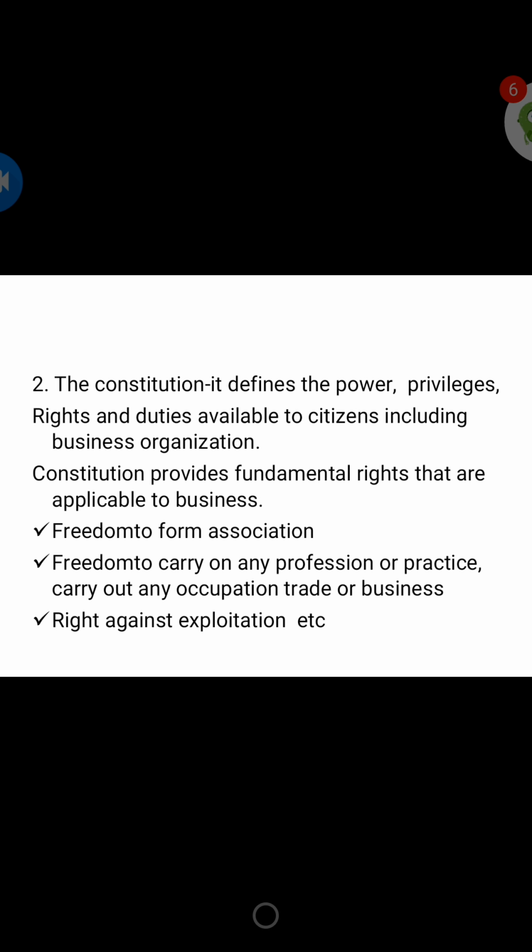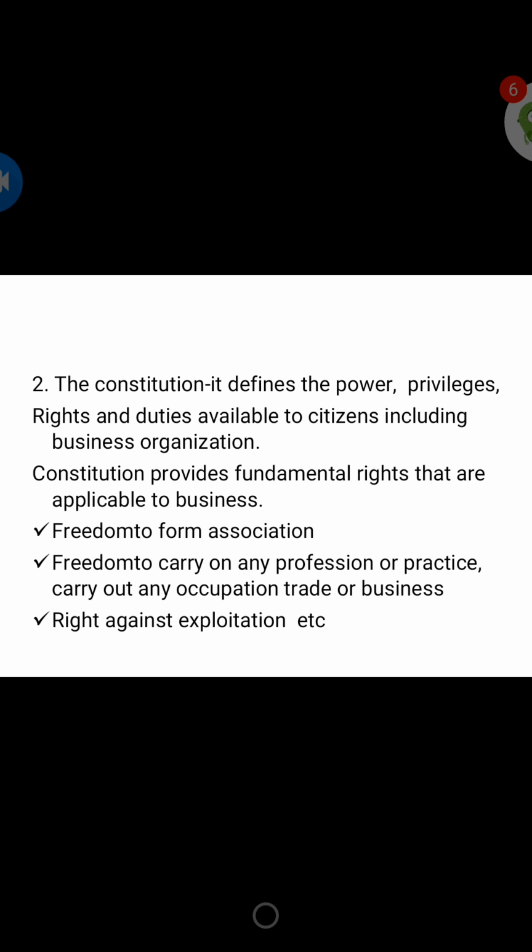The next is the constitution. What is this constitution? It defines the powers, privileges, rights and duties available to the citizens, including the business organization. The constitution of India, we can say, is the biggest constitution document of the world. It defines the powers, privileges, rights and duties which are available to the business as well as the citizen.